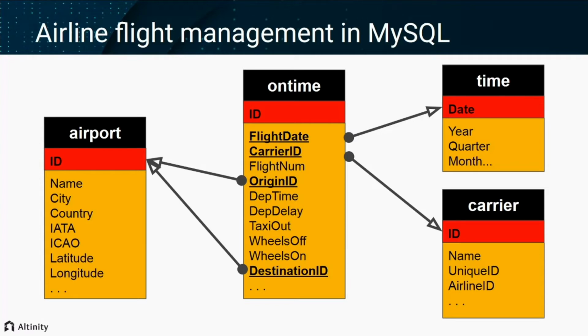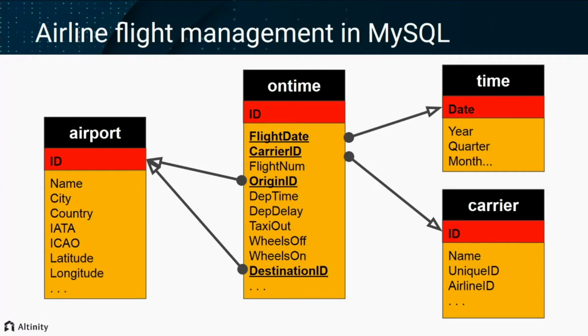The core table in this system is called OnTime, and it has a row for every leg of a commercial airline flight. So for example, if I go from Oakland to Denver, there's going to be a record in there. And if my plane then flies from Denver to Chicago, there'll be another record. So that's the table in the middle. You have flight date, carrier ID, other data. The things with underlines are actually foreign keys. They point to other tables.